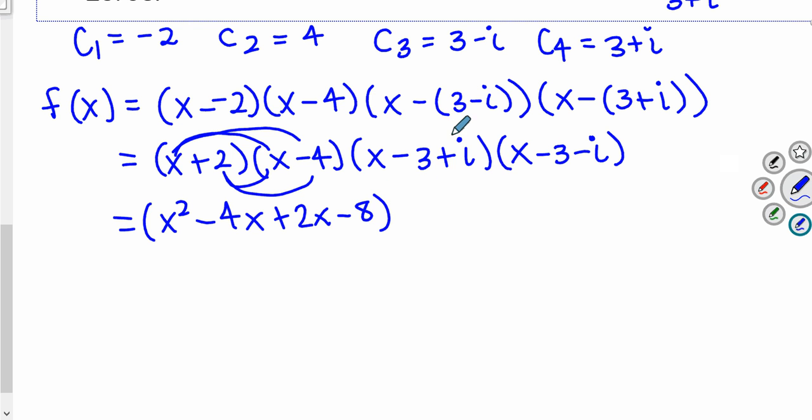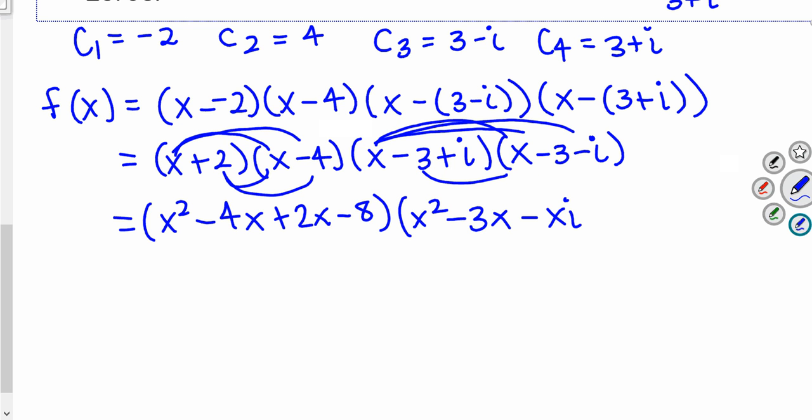Then we multiply the second set. x times x is x squared. x times -3 is -3x. x times -i is -xi. Move on to the -3. -3 times x is -3x. -3 times -3 is positive 9. -3 times -i is positive 3i.